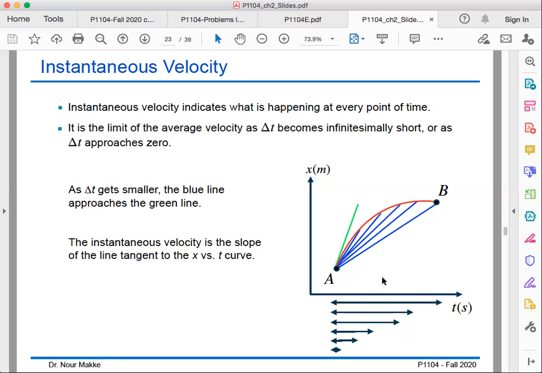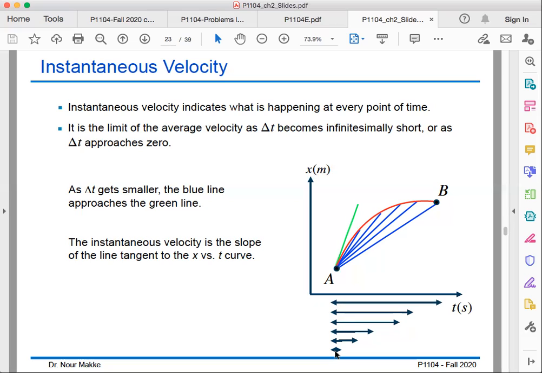And that, in other words, means that as a function of time, you are reducing the time interval. If you are at point B, your time interval is the longest. And as you get close to A, this time interval reduces more and more, up to the point where we are at the point A. So as delta t gets smaller, the blue line approaches more and more the green line.